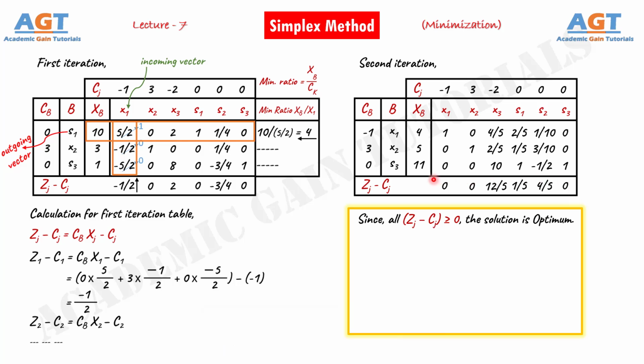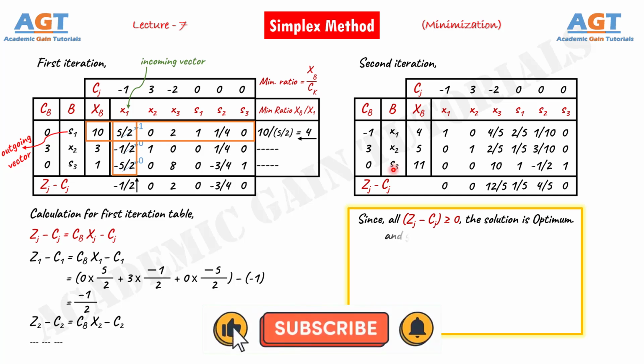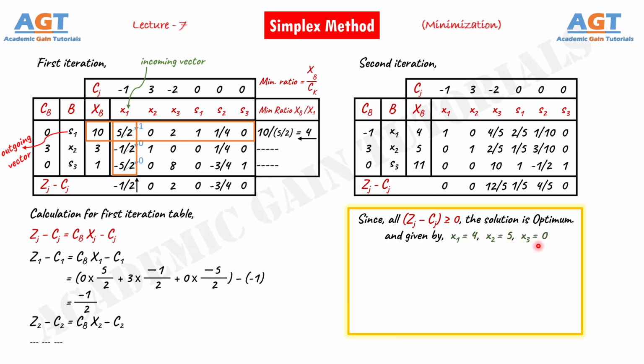Finally we will write, since all values of Zj minus Cj are greater than or equal to 0, the solution is optimum. Then we will write the values of x1, x2, and x3 from the basic variables. Here we can see that the value of x1 is 4, the value of x2 is 5, and there is no x3. So we write x1 equals 4, x2 equals 5, and x3 equals 0.